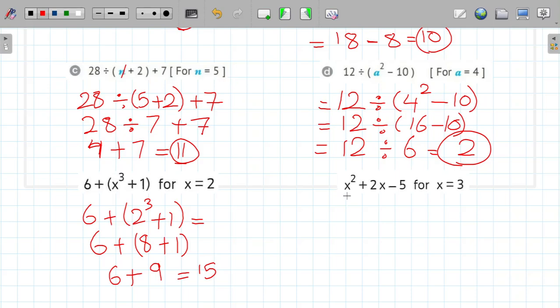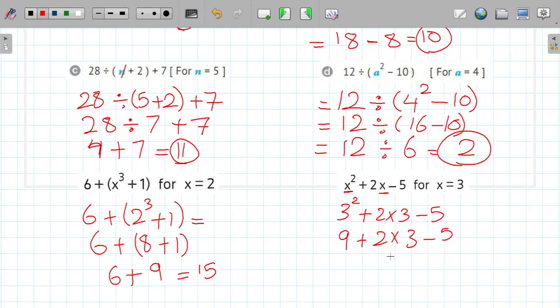Next, I have x squared plus 2x minus 5. I have two x terms here, x squared and x. So I will replace every x with 3. Okay. First, I have x squared, so it will be 3 squared plus 2 times x, so it will be 2 times 3 minus 5. First, I will do the exponent, so it will be 3 squared equals 9 plus 2 times 3 minus 5.